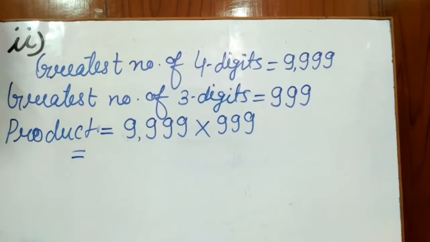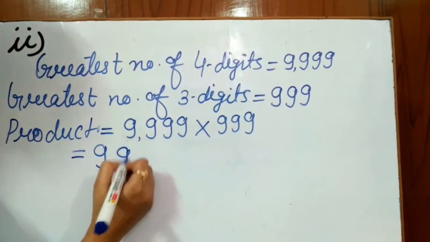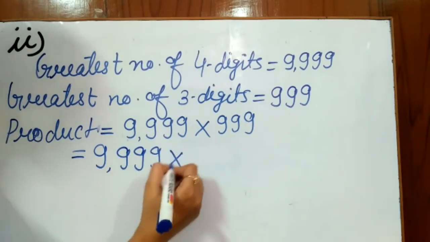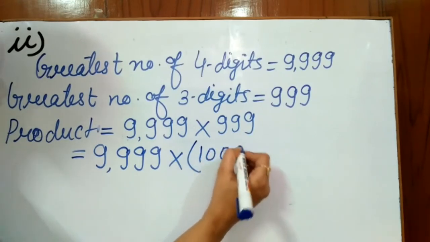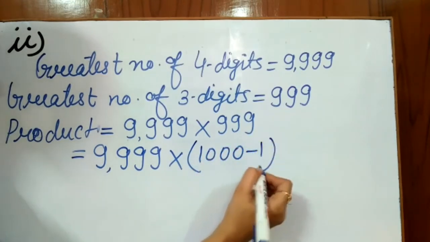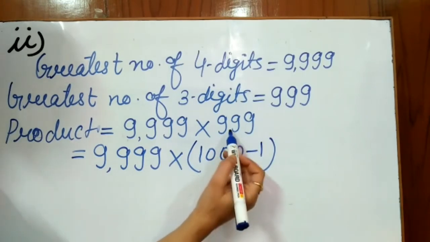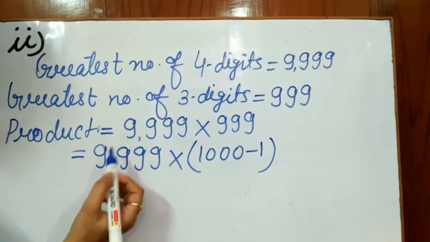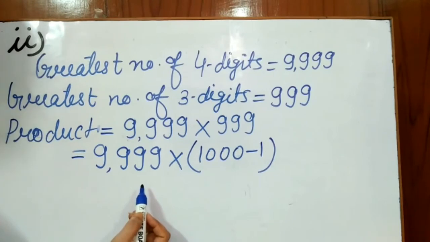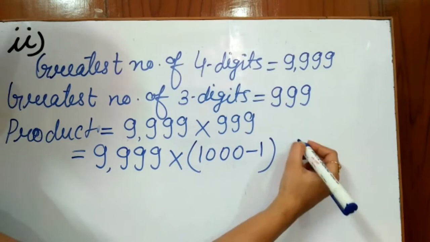That is the law of distributivity. How? This number we will write as it is and this number we will divide into two numbers: 1000 minus 1. After subtraction we will get 999. Understood? We are using the law of distributivity here, so we have to mention it on the right side of the solution.